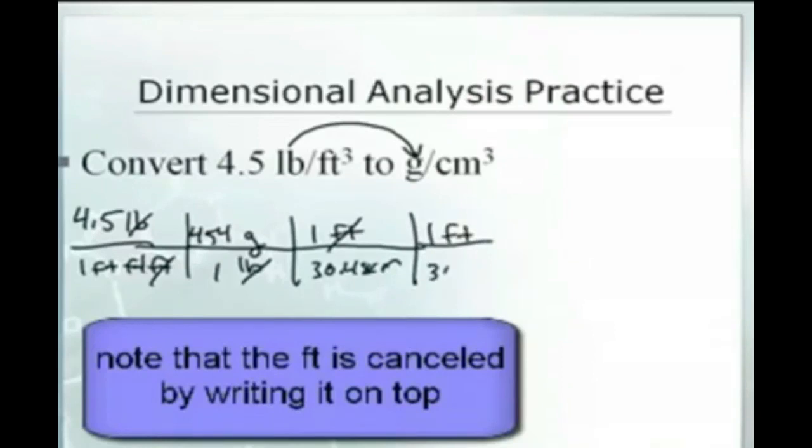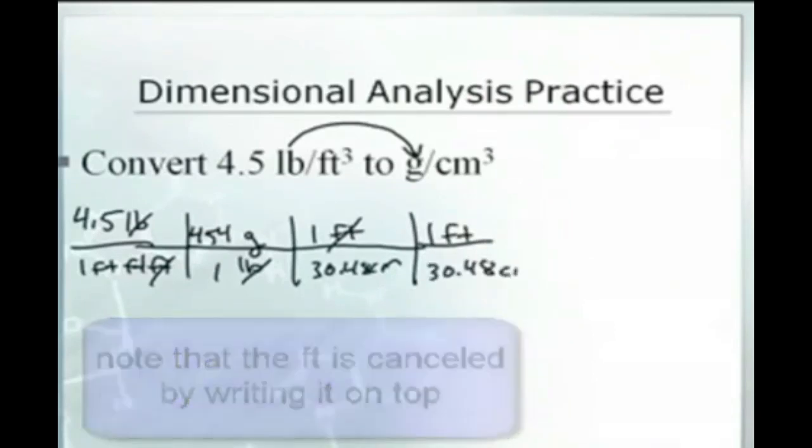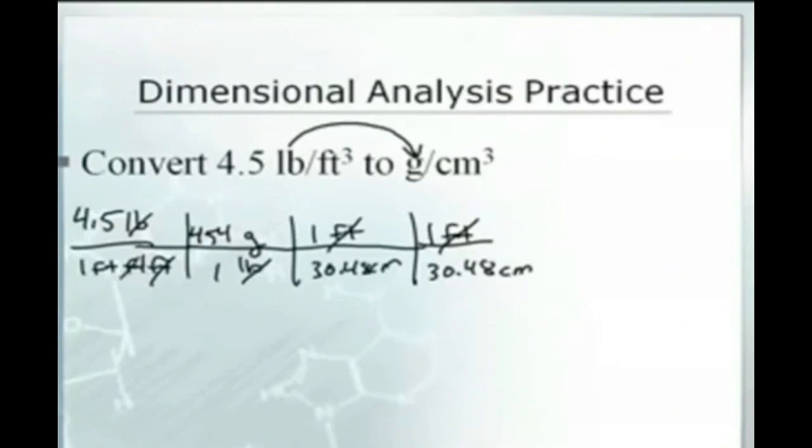But we're going to do it 3 times. 30.48 centimeters per foot. Notice each time I write a number, I also write a unit. Always. Centimeters or foot. No naked numbers. We will look at you funny and say that is inappropriate for school if you show us naked numbers. Grams per cubic centimeter. I think I got it.